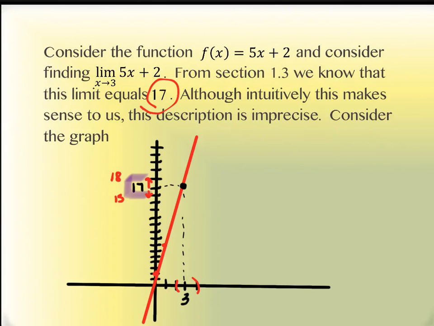Or would it have to be tighter? So that's what we're looking at here: how tight do I need to be around the x value of 3 in order to make sure that I'm really tight around the y value of 17. Okay, so do you have an image in mind of what we're doing?